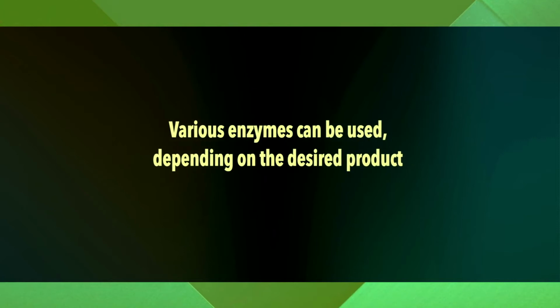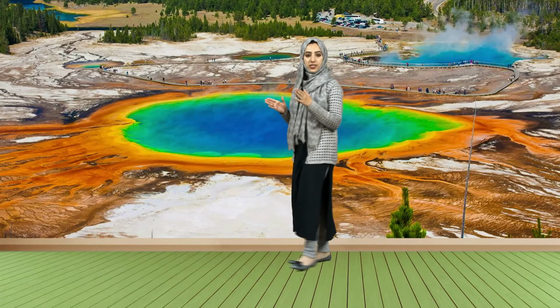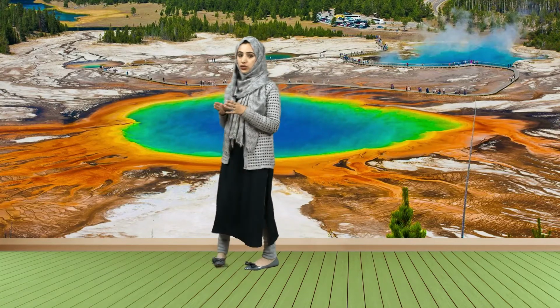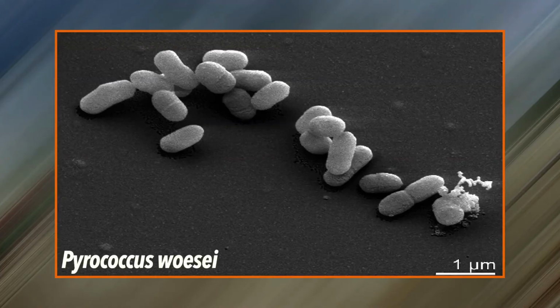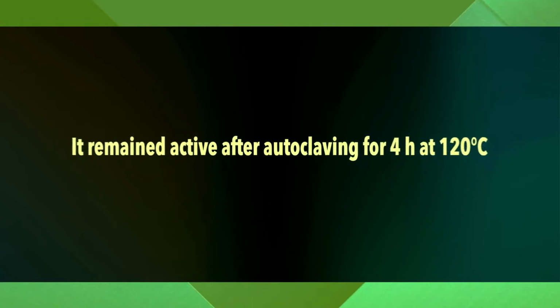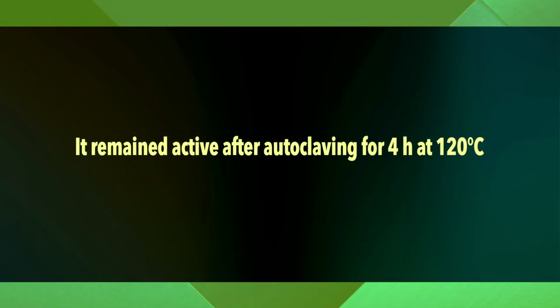Various enzymes can be used depending on the desired product. The most thermostable alpha amylase to date is from Pyrococcus woesei. It remained active after autoclaving for 4 hours at 120 degrees.